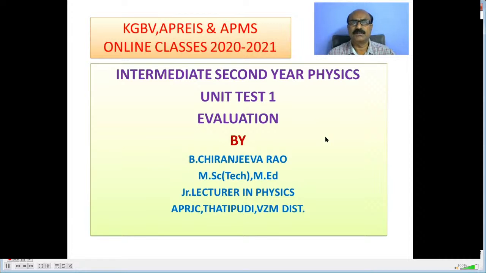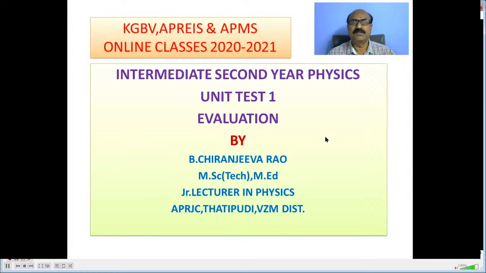Unit test 1 was given for 25 marks, and all very short answer questions are given from the second lesson. All 8 marks questions are given from the first lesson, and all 4 marks questions are given from the second lesson, ray optics. This is based on the different questions given in the previous intermediate public examinations.